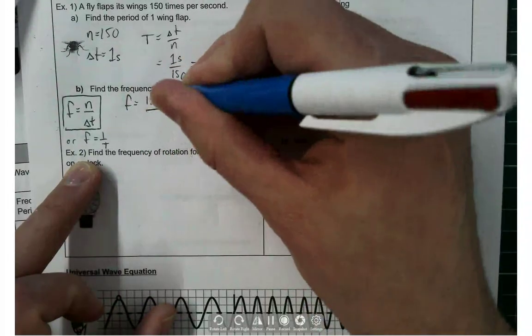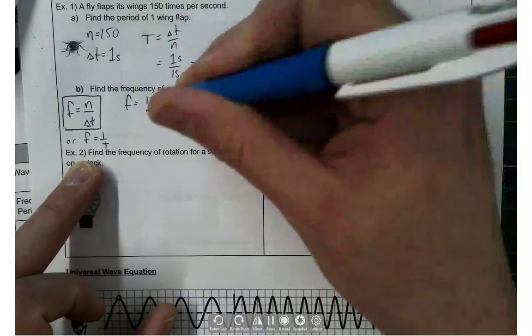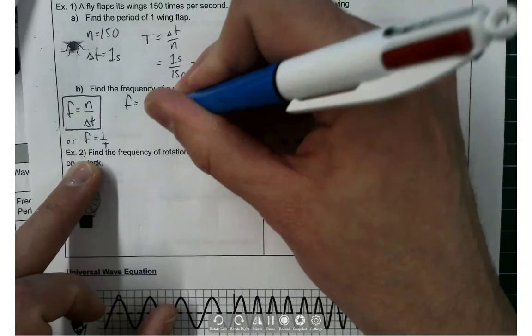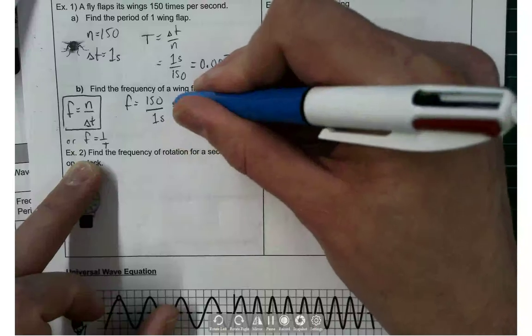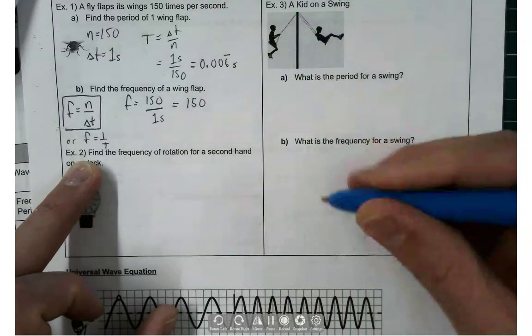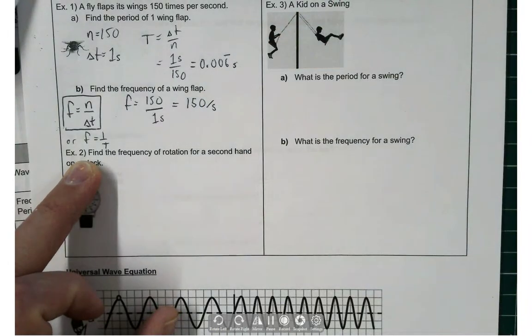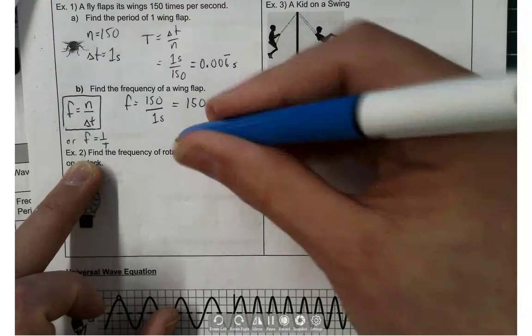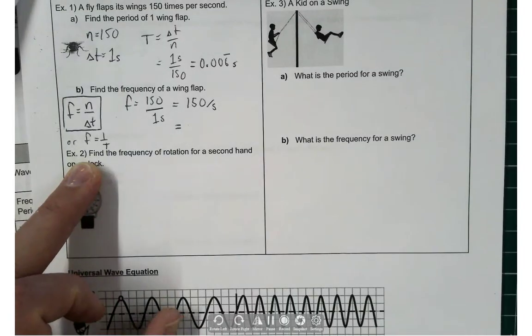So I say, then the frequency is equal to the number of flaps, which was 150, divided by 1 second. Now, the math on this is easy. But the units upset me. Can you guys see that that's 150 over seconds? That unsettles me. And so there's this guy who was really into quantum physics and electron excitation. His name was Heinrich Hertz.